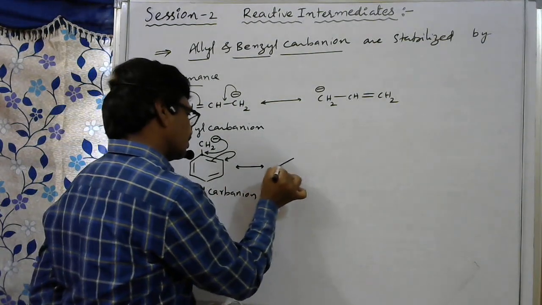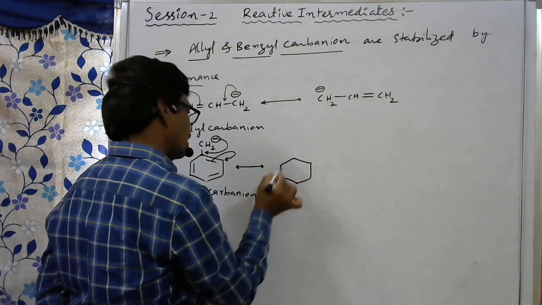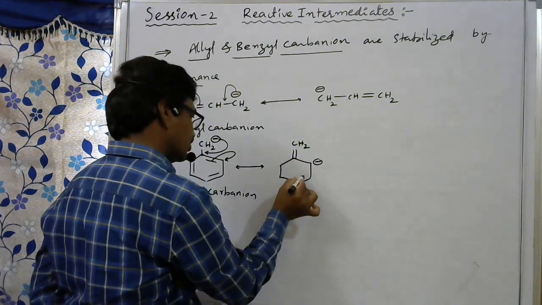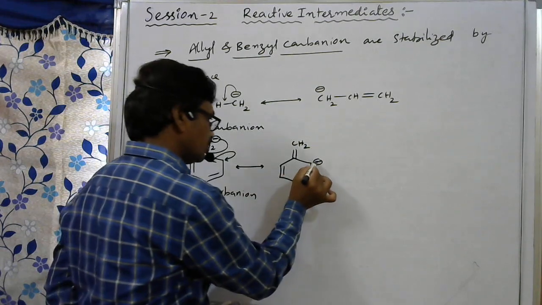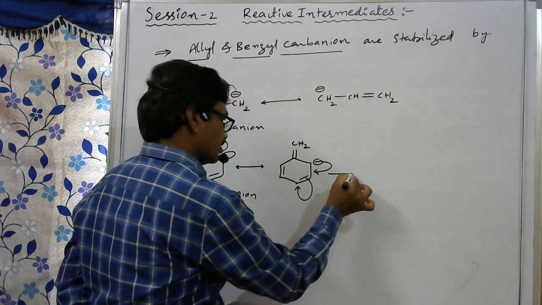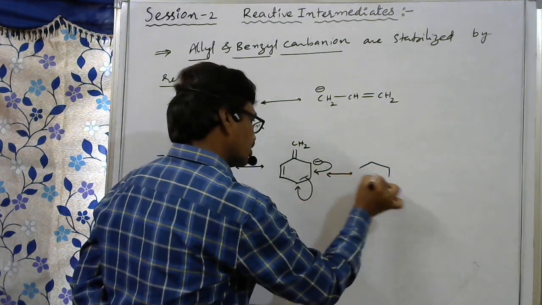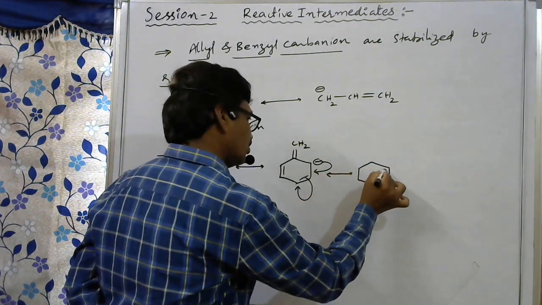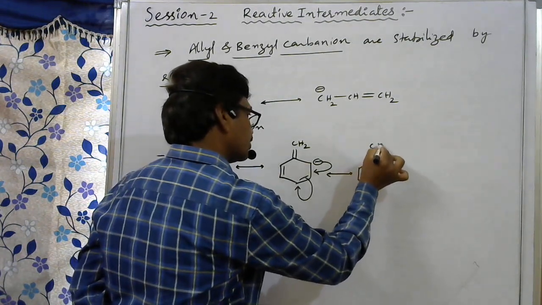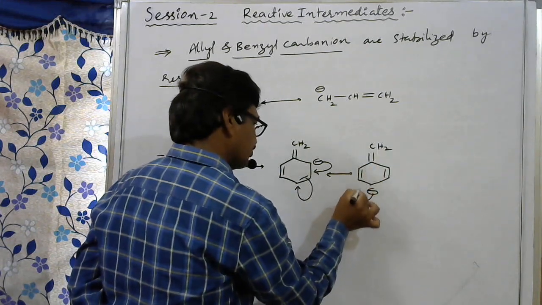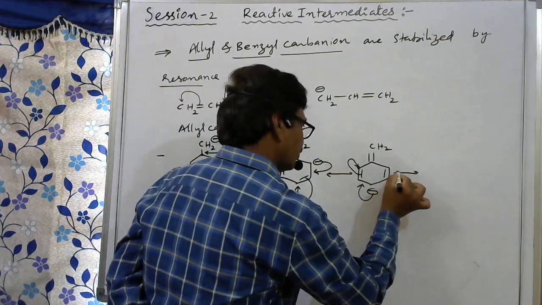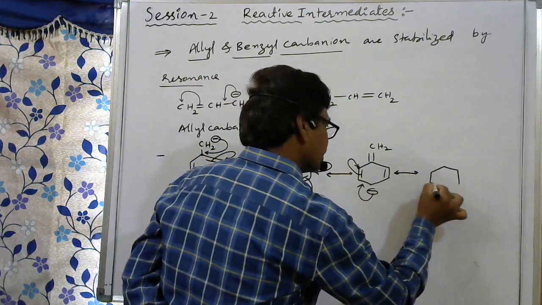So here we can get one more resonance form. Here double bond CH2, then this carbon gets the negative charge. These two are already present bonds. Now this negative charge, these two electrons shift here, so it will come here. So here we can write one more resonance form: here double bond, here negative charge, here double bond, then double bond CH2. In the next step, this bond shifts here, then this electron pair shifts to this carbon. Then one more resonance form we can write here.